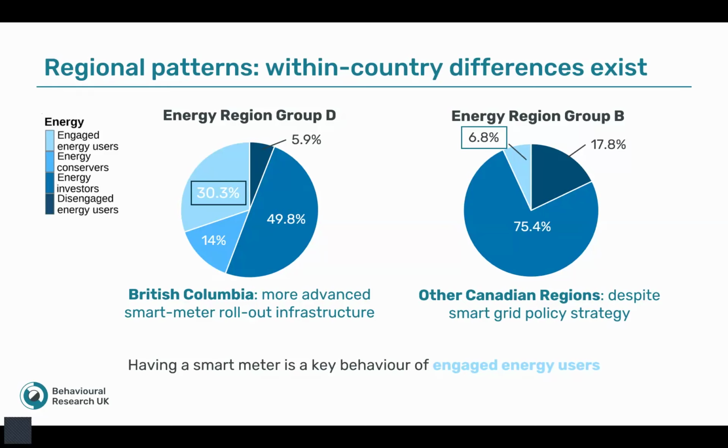If you look at the published evidence, British Columbia had advanced smart meter infrastructure rollout since 2011. At the same time, Ontario and Quebec actually had their infrastructure in place, but have lower adoption of smart metering. So this shows that how the policy is implemented in regions within countries actually matters.